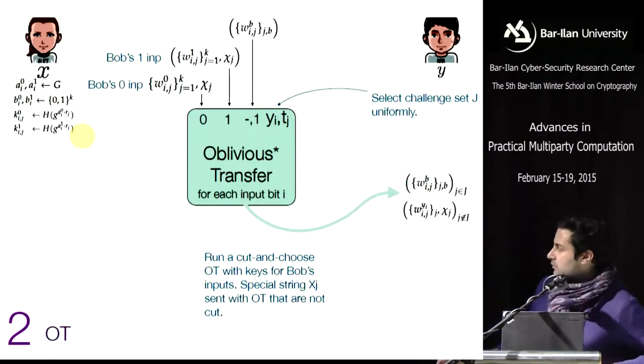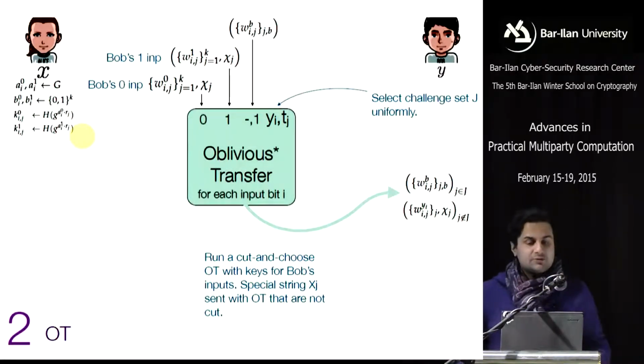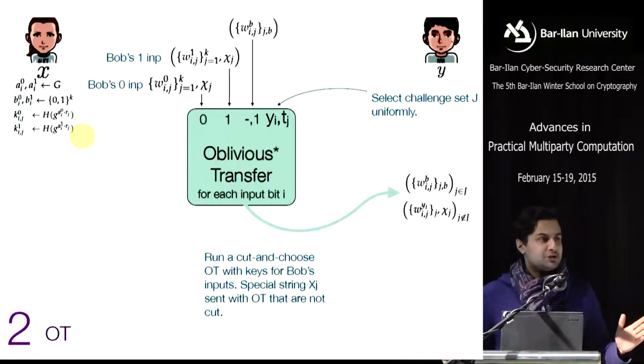Okay? So at the end of this cut and choose, right, so these were Alice's inputs. Bob's inputs are going to be, as we described earlier. Bob is going to select a challenge set. How did we pick that challenge set before?